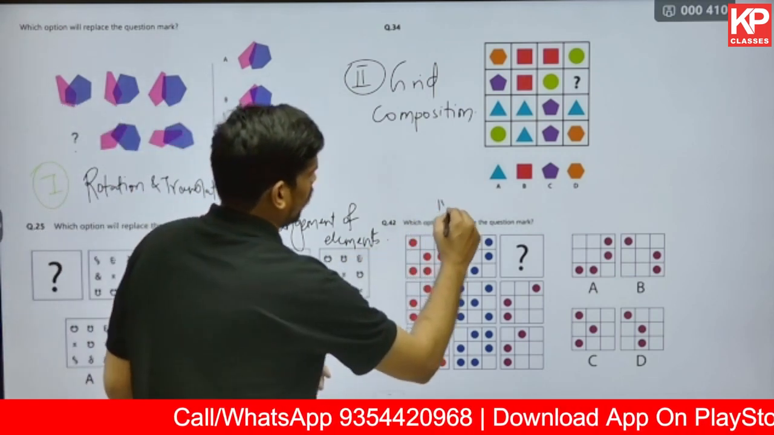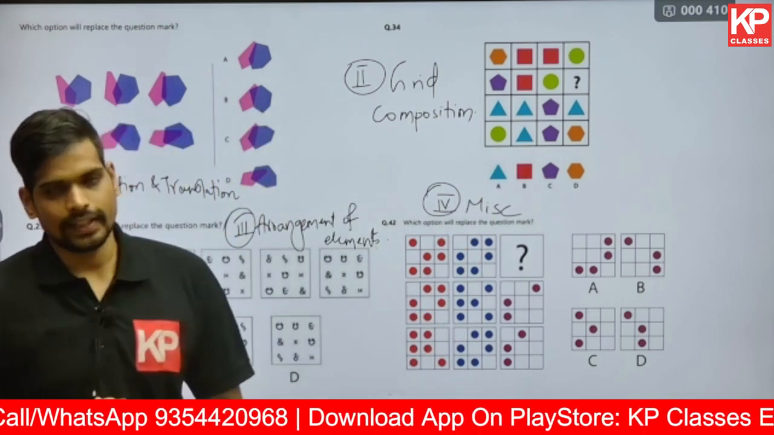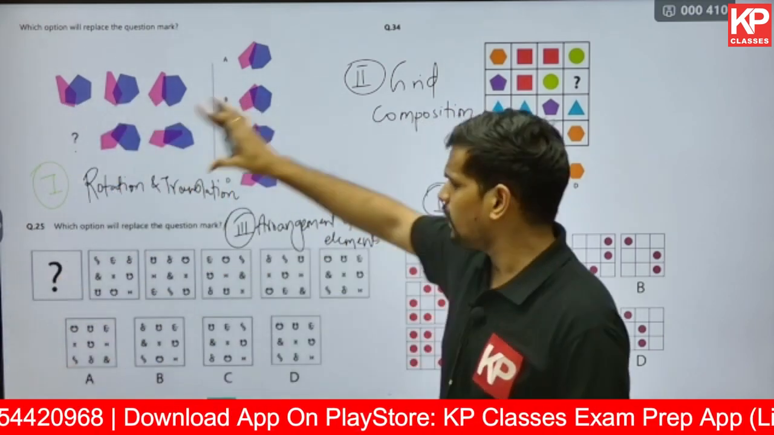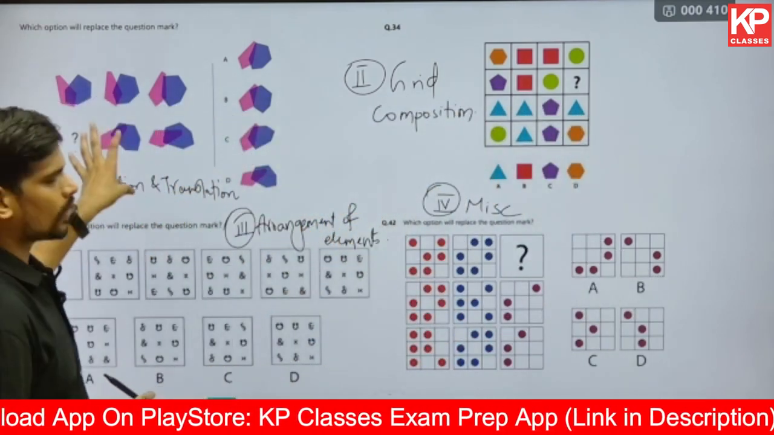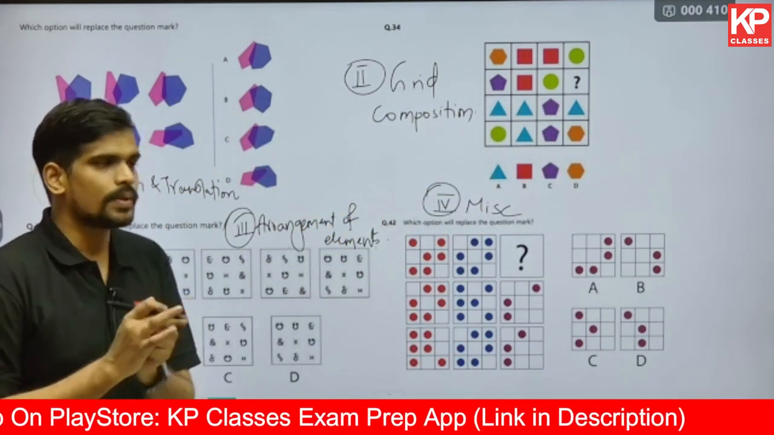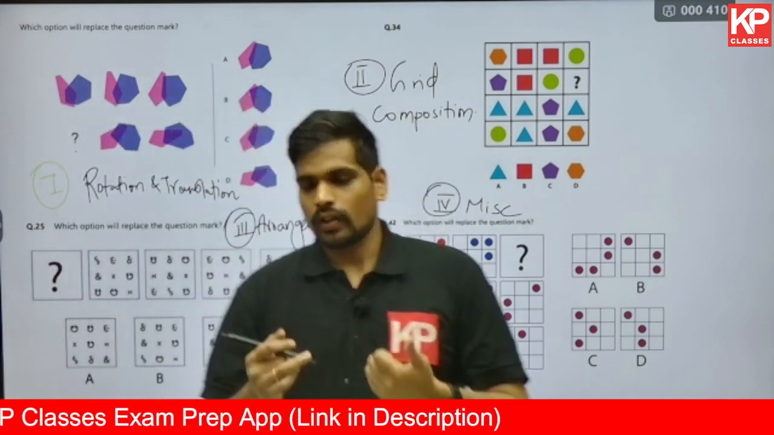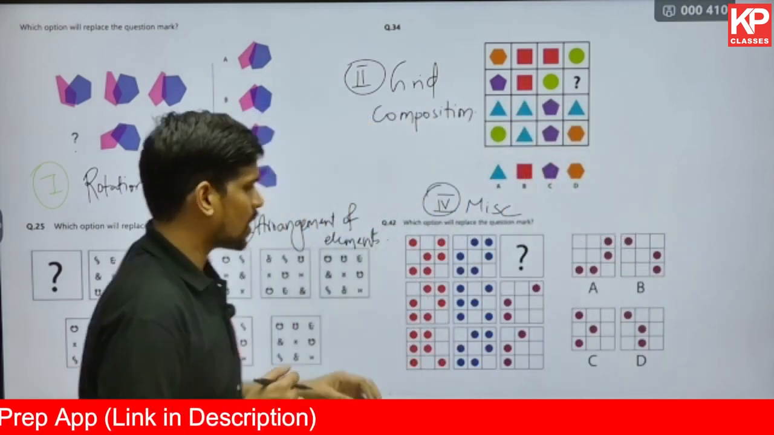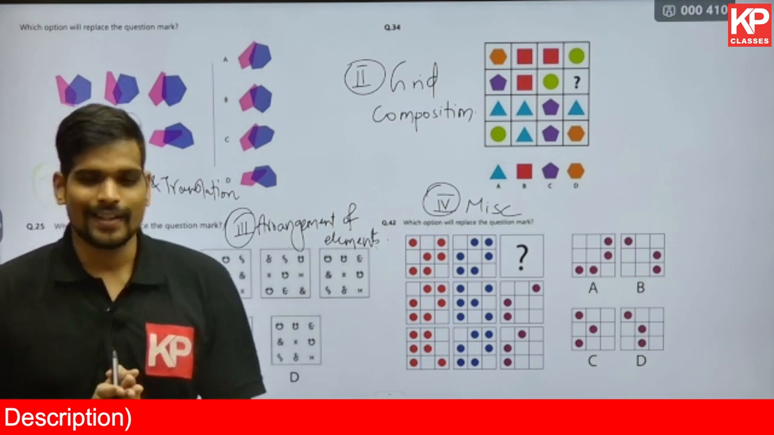The fourth and final model is some of which are of miscellaneous types. We will also solve some miscellaneous questions which probably will not fit. Majority of the questions will fit into the first three categories, either rotation and translation based questions wherein the objects will rotate or change the position, or grid arrangement, or a combination of them wherein there is arrangement of elements and the arrangement itself is changing in the options. So these are the three main models. The fourth one is some miscellaneous questions.